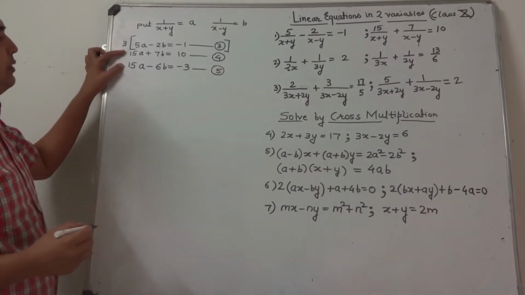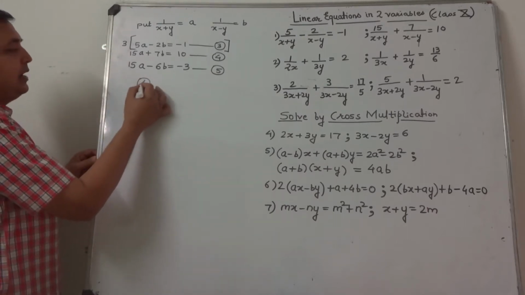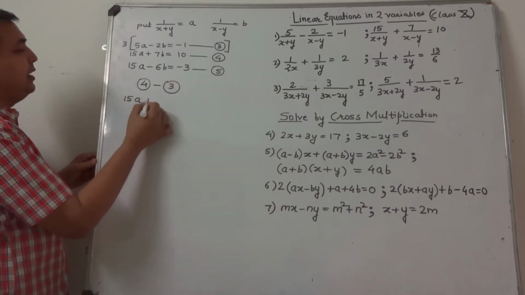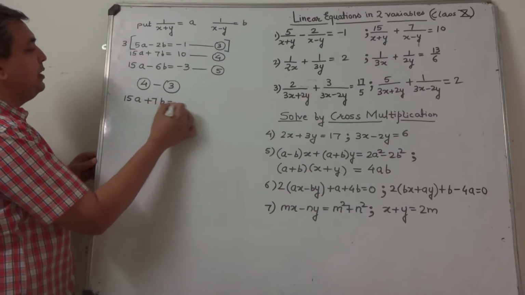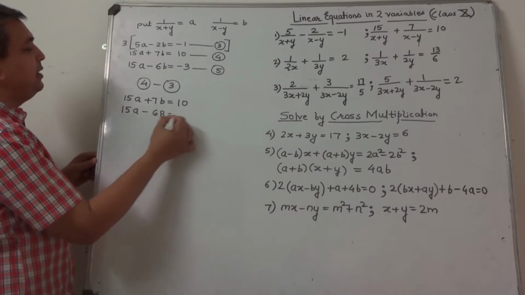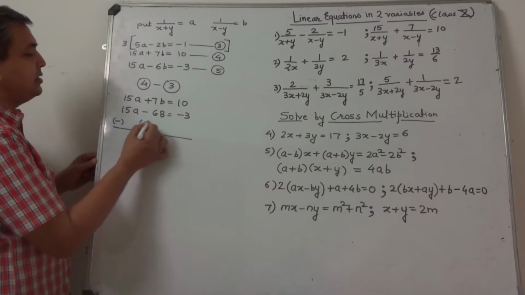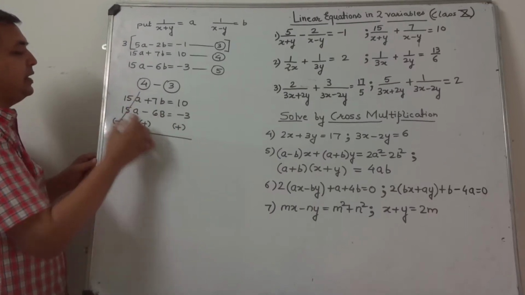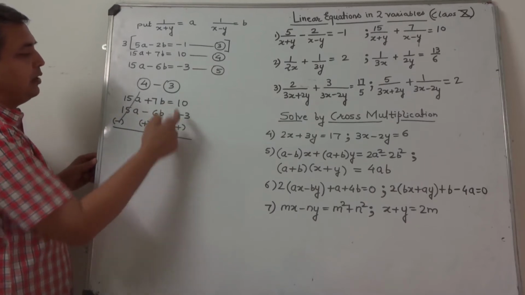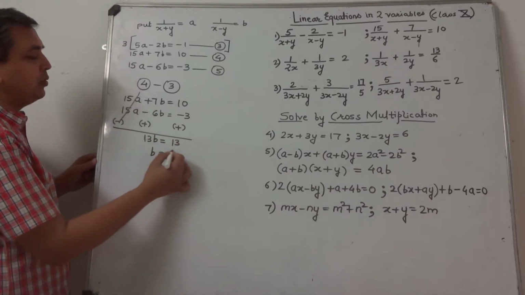Now we have these two equations wherein coefficient of a is same. So we shall subtract 5 from 4, and we can write this as 15a plus 7b equal to 10 minus 15a minus 6b equal to minus 3. For subtraction we have to change the signs. So 15a gets cancelled and we get 13b equal to 10 plus 3 is 13, and so b equal to 1.